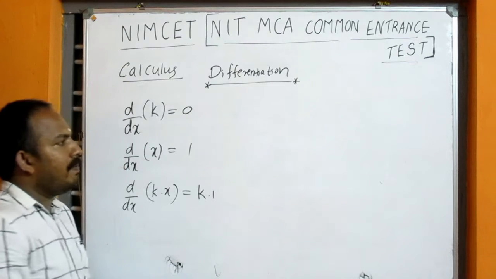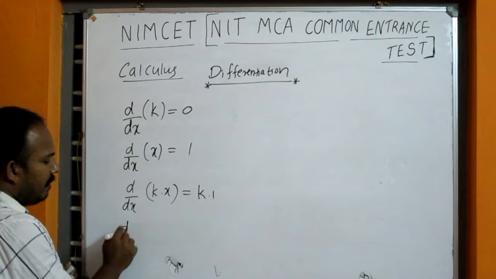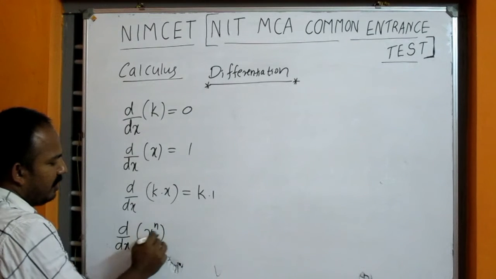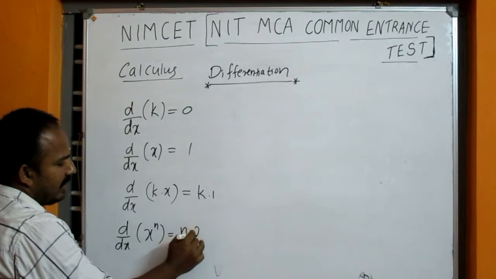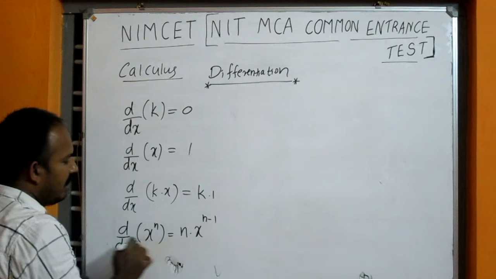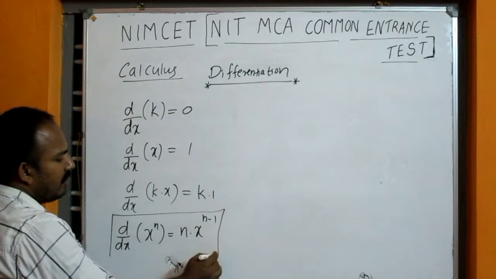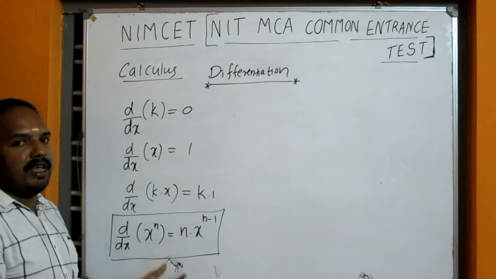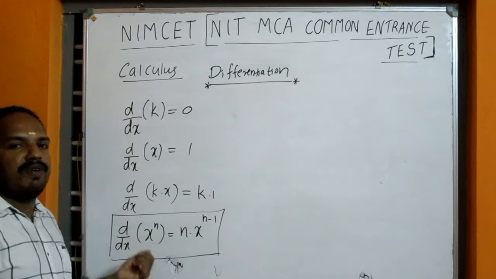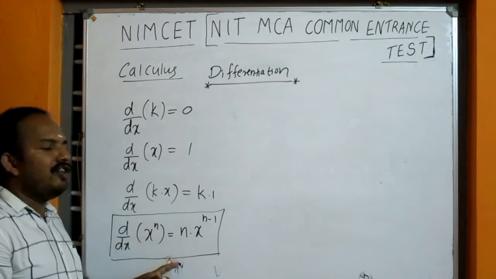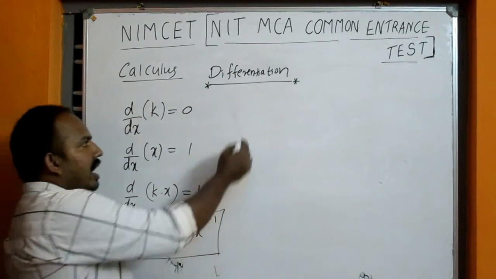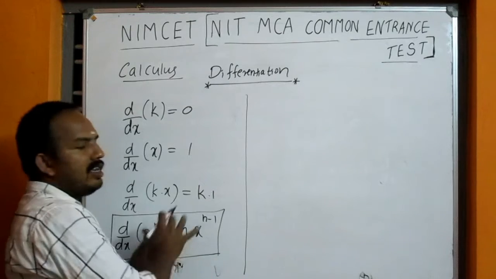And the very important formula is d by dx of x raised to n equal to n into x raised to n minus 1. This is a very important formula in differentiation. Many applications are there. D by dx of x raised to n is n into x raised to n minus 1. Clear? And next formula, let me explain.